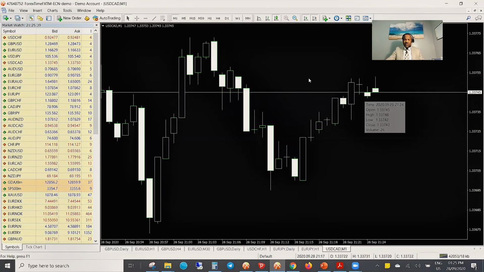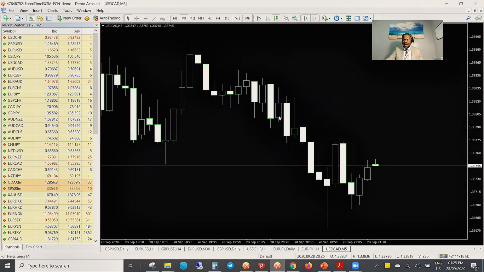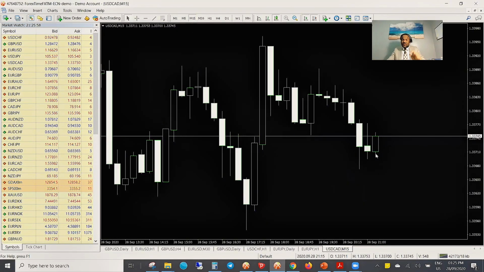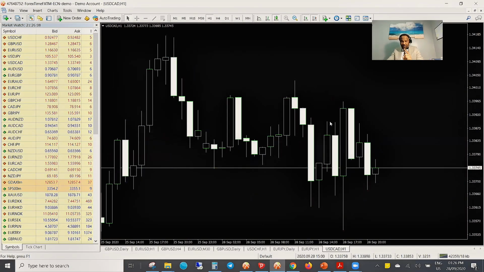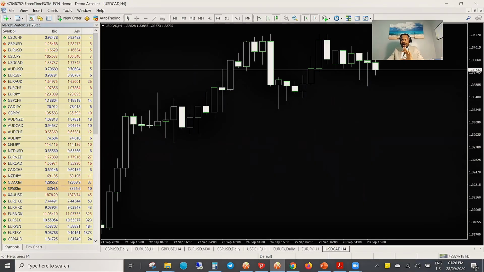The same thing, if you click M5, every 5 minutes a new candle will form. So each of these candles that are here is taking 5 minutes to form. If you put it on M15, it takes each candle 15 minutes to form. If you put it on M30, it takes each candle 30 minutes to form. If you put it on H1, it takes each candle 1 hour to form. If you put it on H4, it takes each candle 4 hours to form.